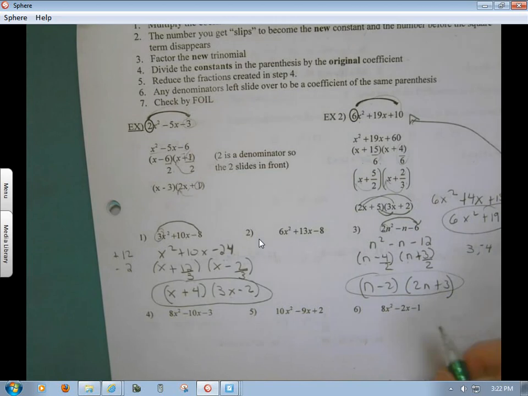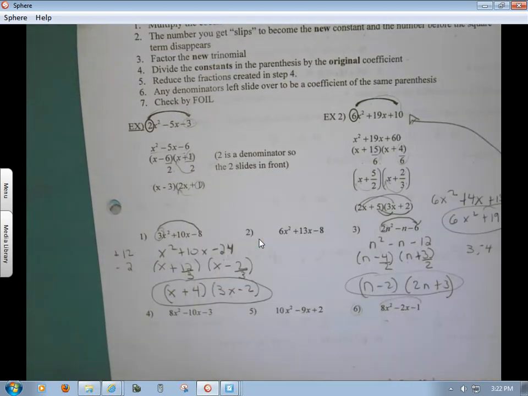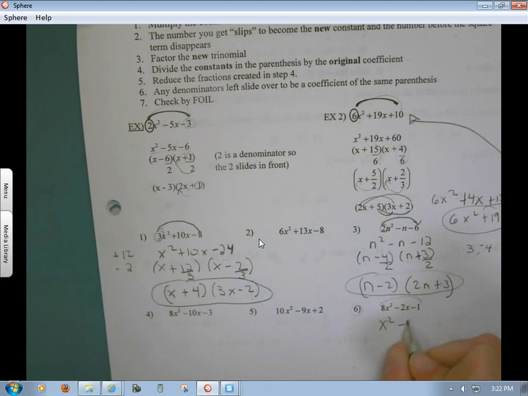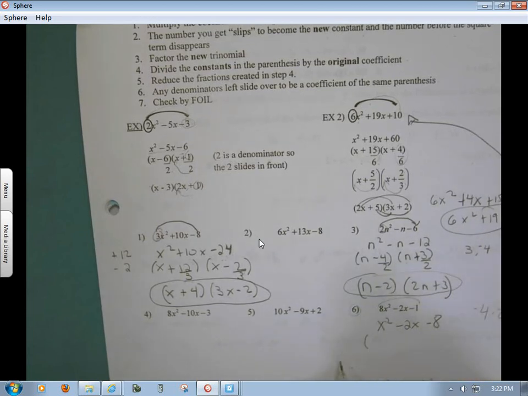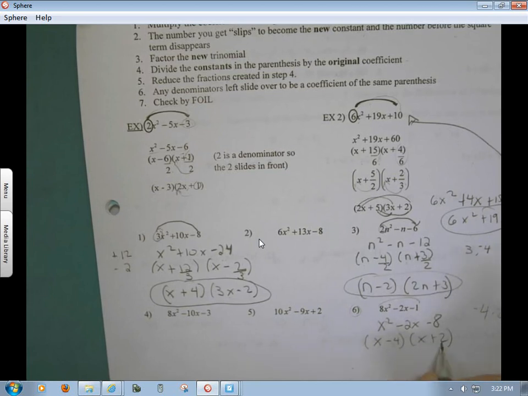Okay, number 6. 8 times negative 1 is negative 8. So I've got x squared minus 2x minus 8. So I need to get a 2 in here. I have 4 and 2 will multiply to give me 8. If I do negative 4 times positive 2, I get negative 8. Negative 4 plus 2 gives me negative 2. So I'm going to do x minus 4 and x plus 2. Again, multiply, negative 8. Add, negative 2.